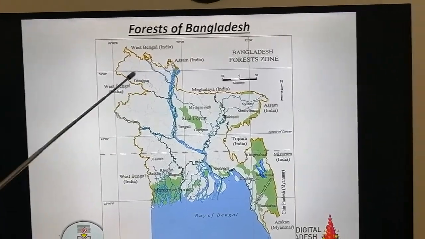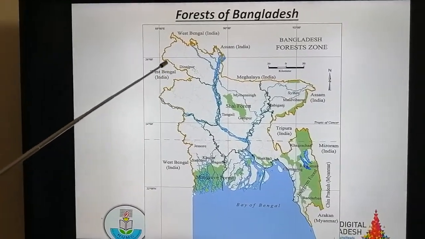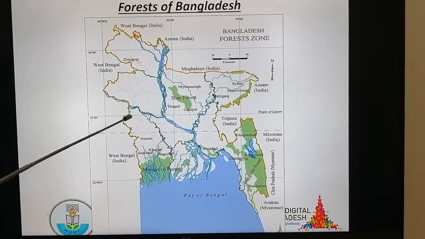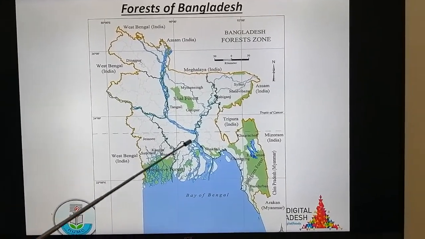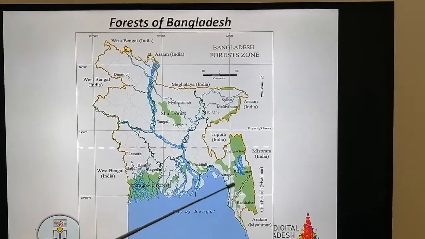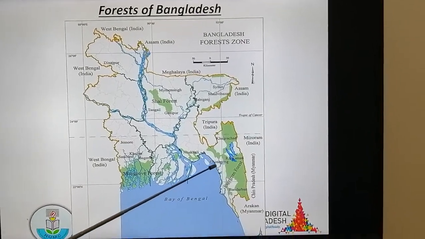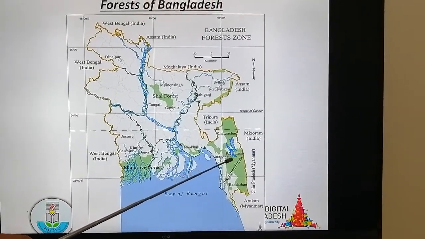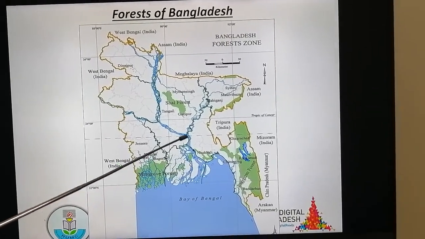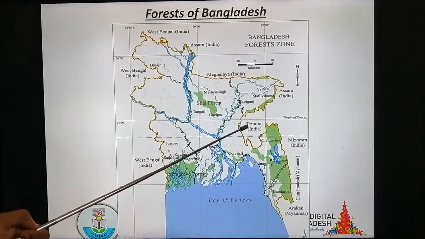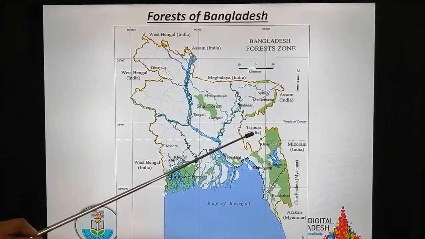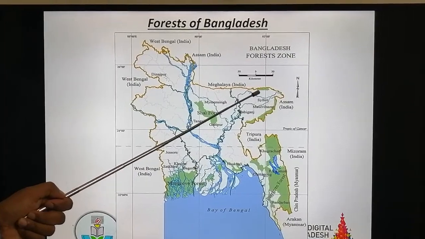Here is the map showing different types of forest. First type is hill forest, also known as evergreen forest. This is covering the area of Chittagong Hill Tract, Rangamati, Khagrachari, Bandarban, and other areas. Hill forest is also found in different regions of Sylhet division and Sherpur district.